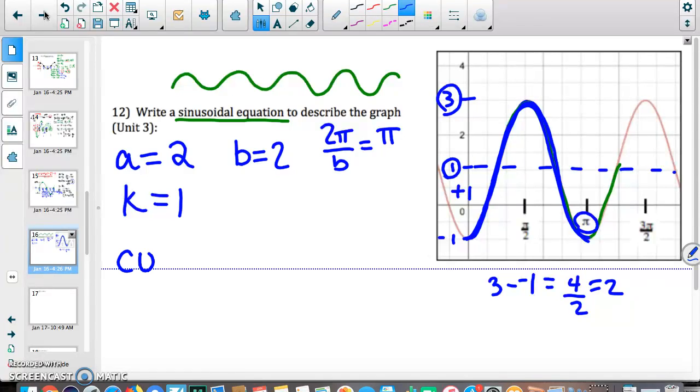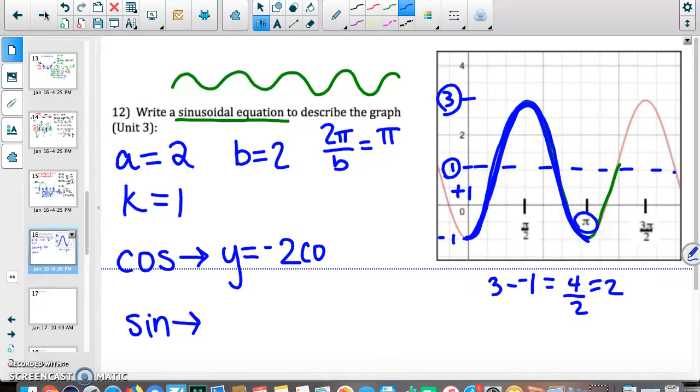So I'm going to show you both a cosine and a sine graph. So for cosine, it's going to be y equals, my amplitude is 2, but wait, this cosine is flipped, correct? It starts down, so I need a negative out front. Cosine of 2x, because b is 2, plus 1.